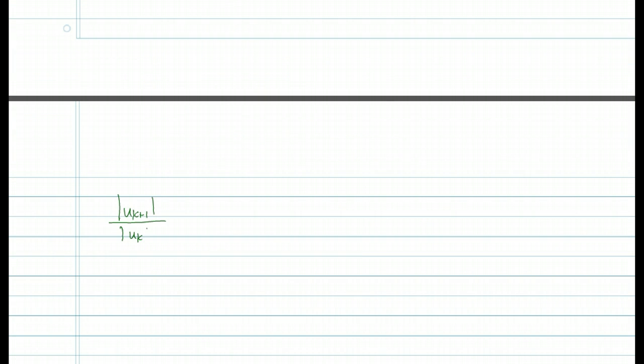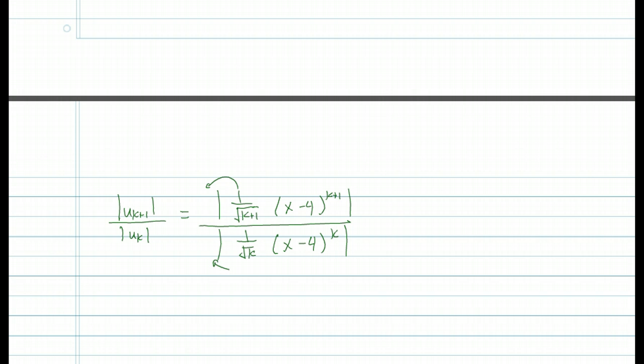So in testing for absolute convergence, we're going to write the ratio of the absolute values from one term to the next in our series. So we're going to plug in k plus 1 instead of k. So we get the absolute value of 1 over the square root of k plus 1 times (x minus 4) to the k plus first power, over the absolute value of 1 over the square root of k times (x minus 4) to the kth power. Now these numbers, 1 over the square root of k plus 1 or 1 over the square root of k, those are positive quantities, so we can pull them outside the absolute value.